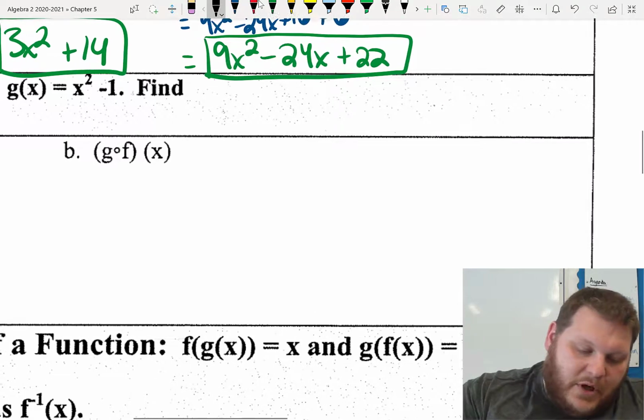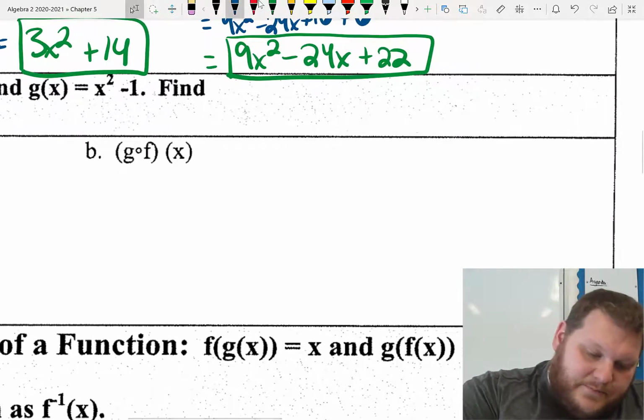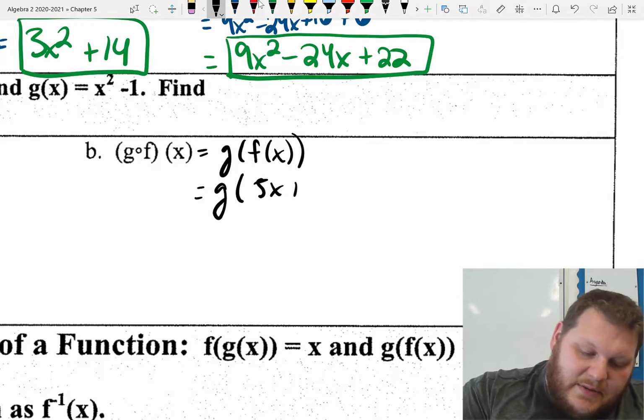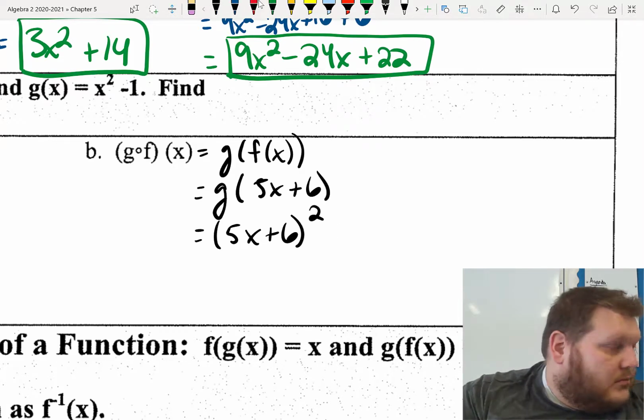Moving over to part B, g of f of x. That is g of 5x plus 6, which is 5x plus 6 squared, minus 1.